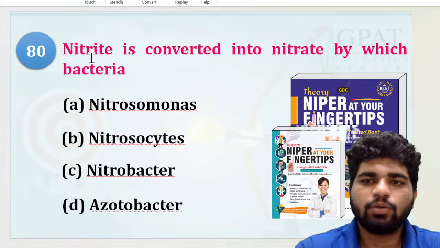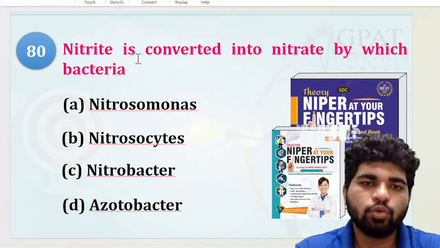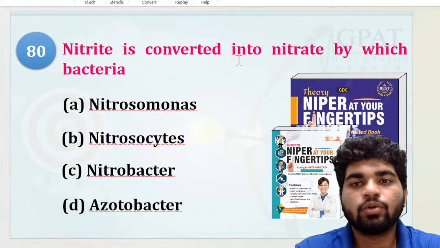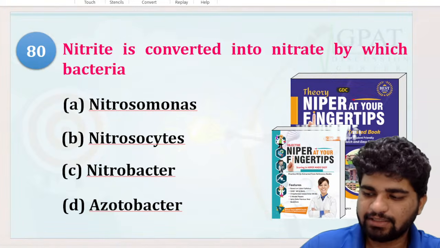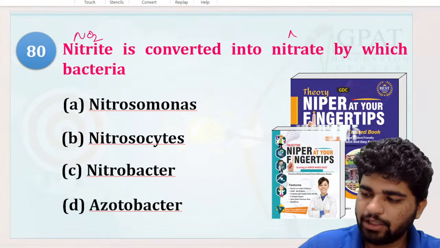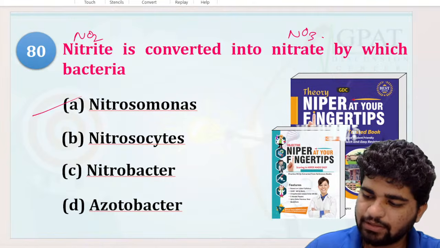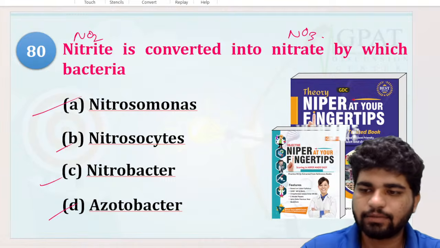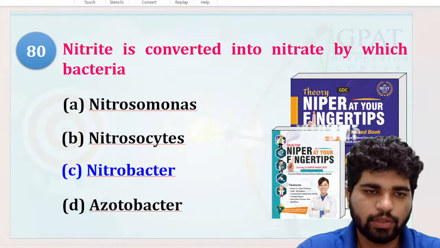Now let's talk about this one, guys. Nitrite is converted into nitrate by which bacteria? NO2 is converted into NO3 by which bacteria? Nitrite is nothing but your NO2, right? And converted into NO3. By which bacteria? Nitrosomonas, Nitrosococcus, Nitrobacter, or Azotobacter. Yeah, it is your Nitrobacter over here.